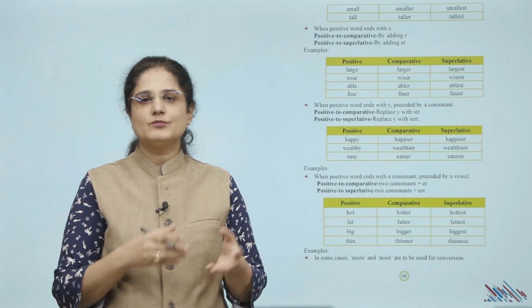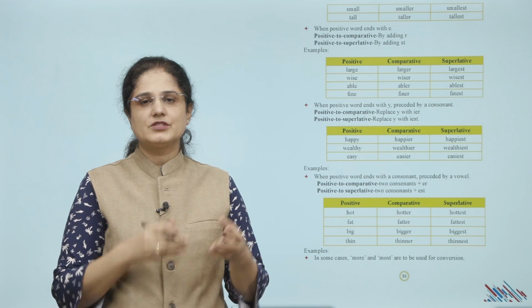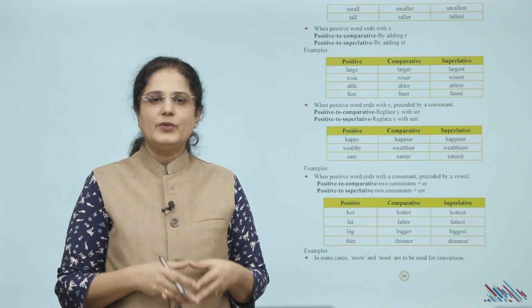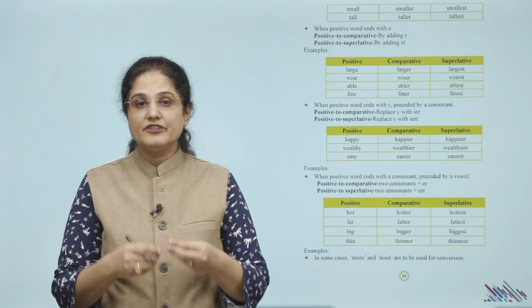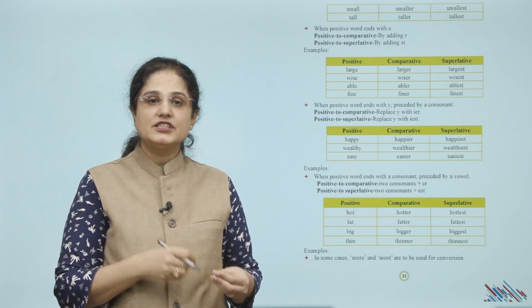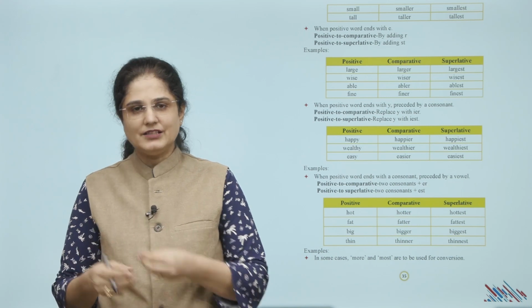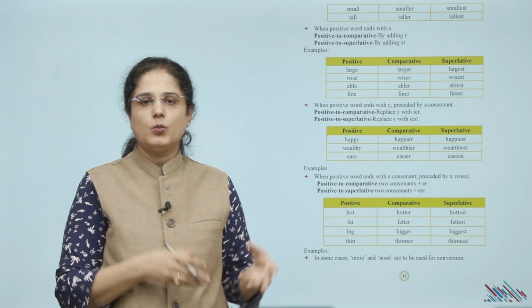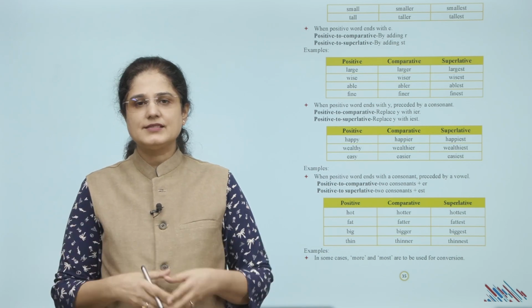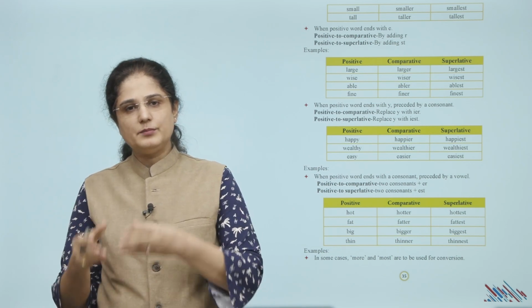Similarly, small becomes smaller, smallest. Tall becomes taller and tallest. Then when a positive word ends with an E, positive to comparative by adding R, positive to superlative by adding ST. For example, large becomes larger, largest. Wise becomes wiser, wisest. Able, abler, ablest.